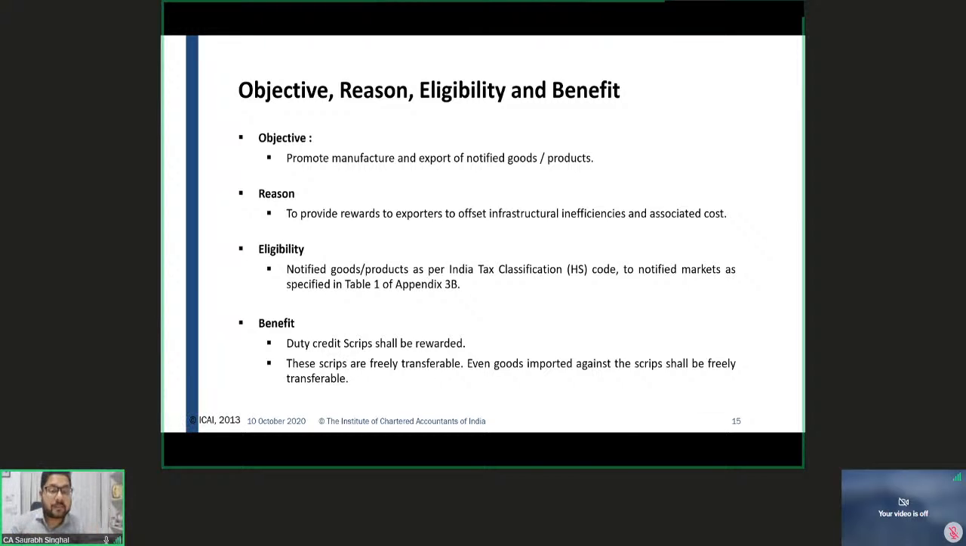It is called a script. And this script can be used for payment of BCD whenever somebody imports any type of goods. I'm using the word any type, but there is a list. Any type of goods into India. And this script, either you can use it for your own imports or you can sell it in the market. It is a holder document. It is a bearer document. So effectively, government has given you 2% of your export value cash back. It is like a cashback scheme.